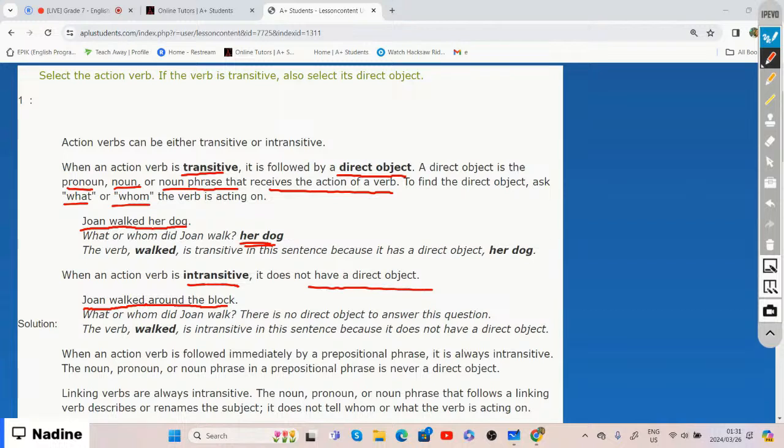So our verb "walked" is intransitive. The reason it's intransitive within the sentence is that it does not have a direct object. We cannot answer the question what or whom the verb is acting on, because it does not have a pronoun, a noun, or a noun phrase that receives the action of the verb.